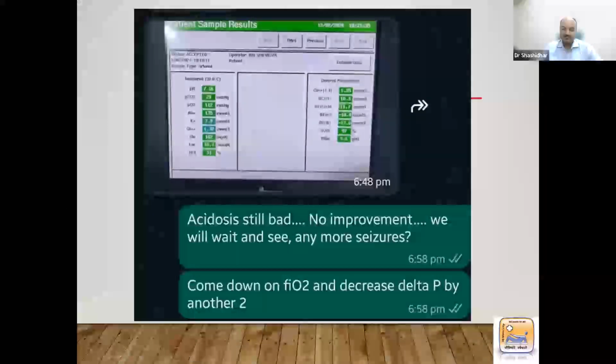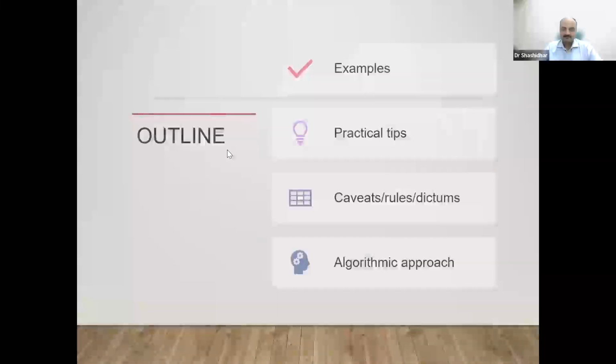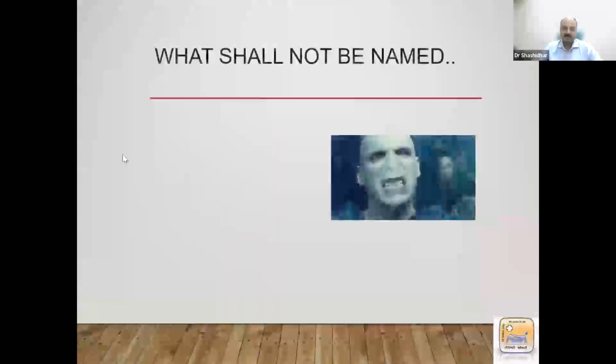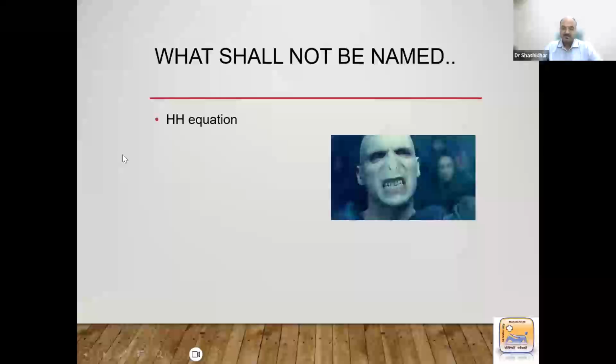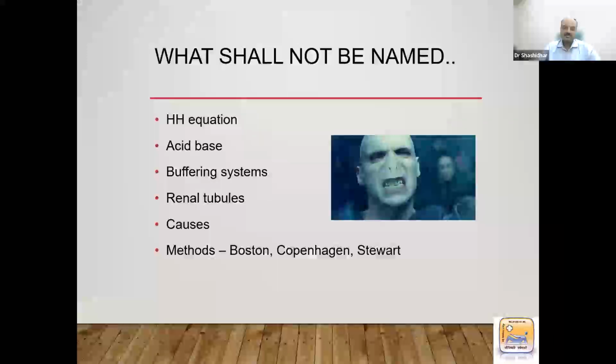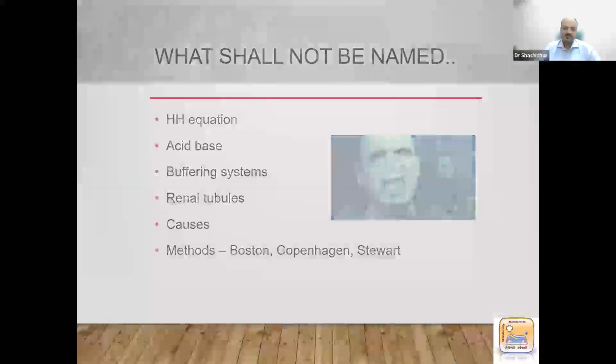Today I'm going to walk you through the simple steps in interpreting a blood gas analysis. This is going to be practical. There is no theory, and I'll show you an algorithmic approach. I will not talk about the chemistry of blood gas, that is Henderson-Hasselbalch, acid-base balance, buffering systems, or what the different organ systems are doing. There are different methods like the Boston method, Copenhagen method, and Stewart method. We still don't know which is the best method, but what we conventionally follow is what I will be talking to you about in the next 20-25 minutes.